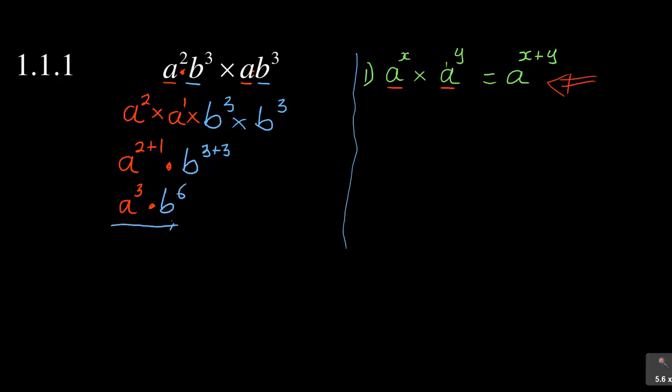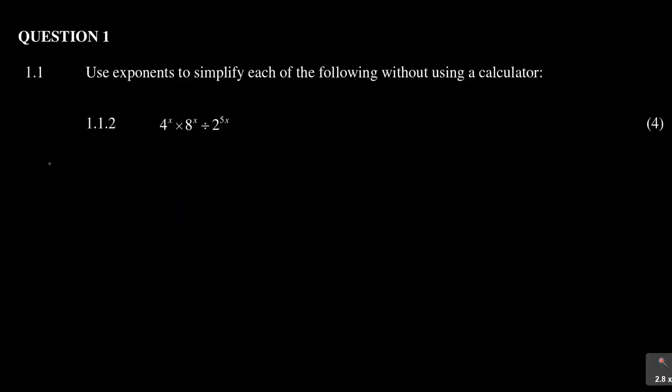So this is the answer which you were supposed to come with if they said use the laws of exponents. So the answer is a to the power of 3 times b to the power of 6. And you're getting 2 marks for that. Let us move on to the next question.